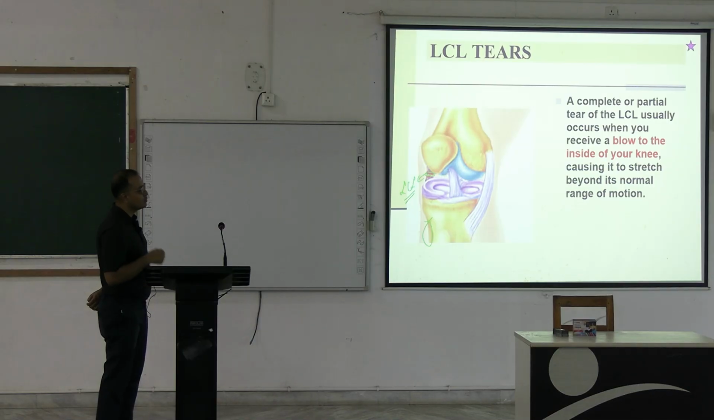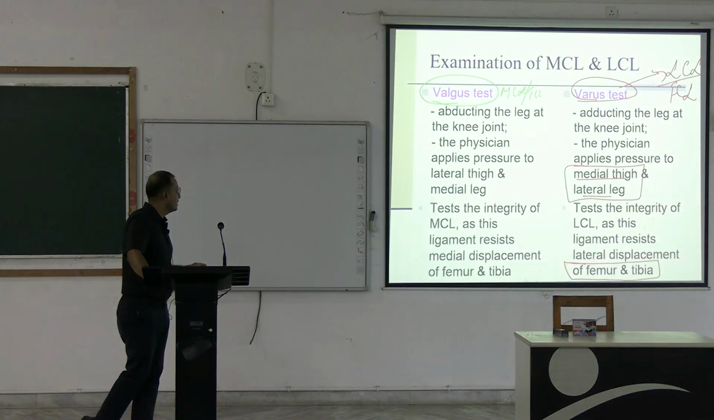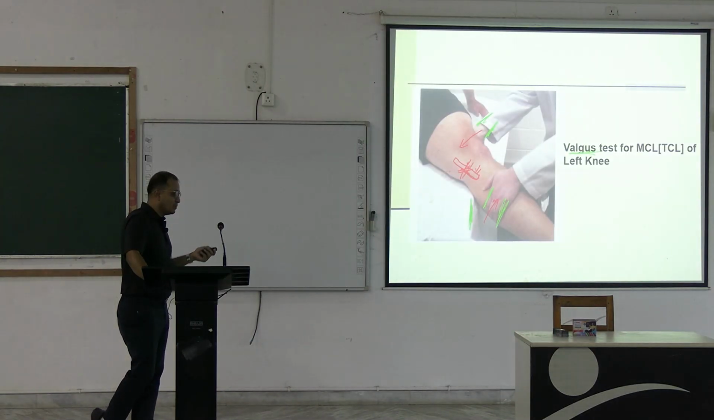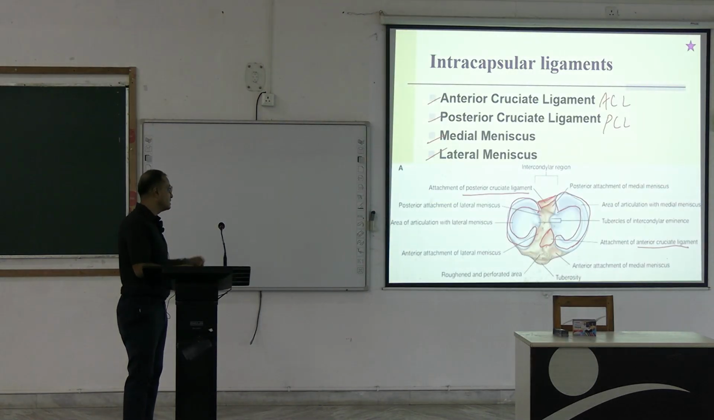Likewise, the lateral collateral ligament may also be damaged, which is present on this side. But the lateral collateral ligament is stronger than the medial collateral ligament, so an isolated lateral collateral ligament damage is relatively uncommon, I would say. To test these ligament injuries, we do the valgus and varus tests, that means we twist the knee at this angle to see whether there is an injury or not.